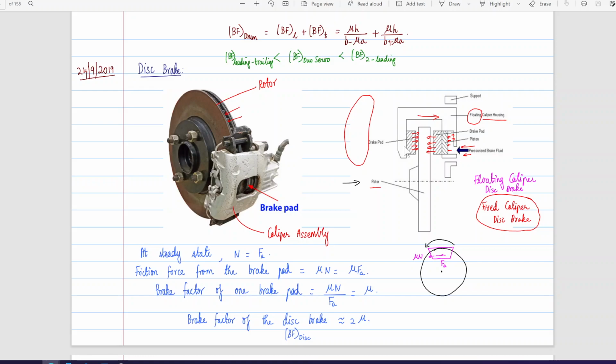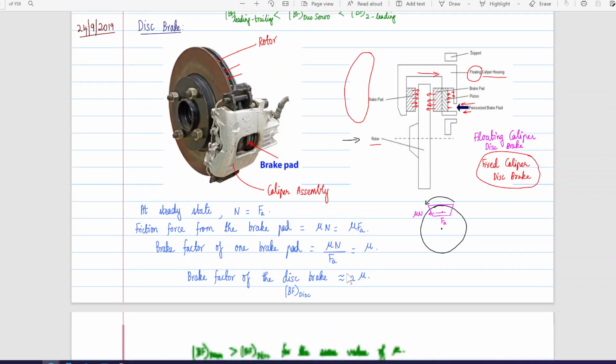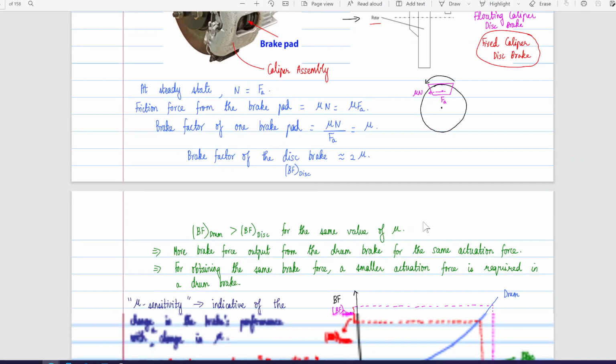At steady state, where N equals F into A, friction from the brake pad is mu into N, that is mu into F A. So the brake factor of one brake pad is mu. So the brake factor of the disc brake is 2 into mu. If we consider the same value of friction coefficient, considering that the brake pad as well as the material of the disc or the drum is exactly the same, we can say that the brake factor of a drum brake is higher than that of a disc brake. That means the drum brake will generate more brake force output for the same actuation force. And to obtain the same brake force, a smaller actuation force is required in a drum brake.